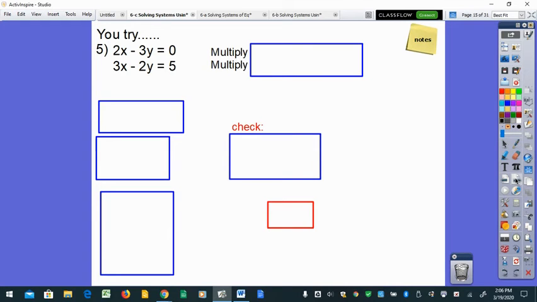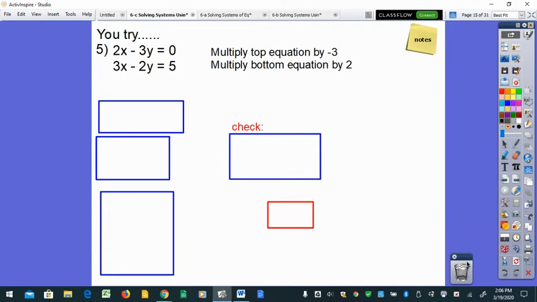Okay, guys, we're all back together. I'm going to show you what I chose. I chose to multiply the top equation by -3 and the bottom one by 2. That is not the only way to do this one, but let me just show you how I did that.